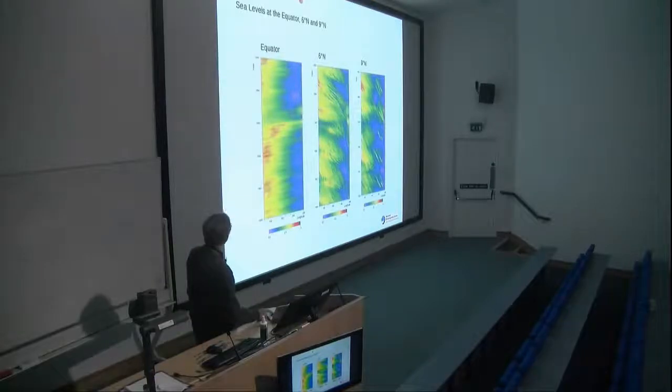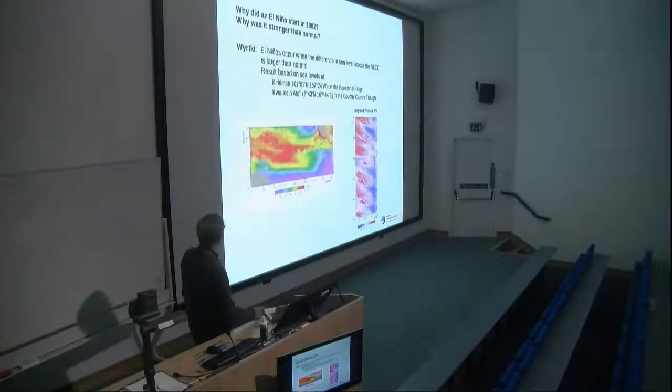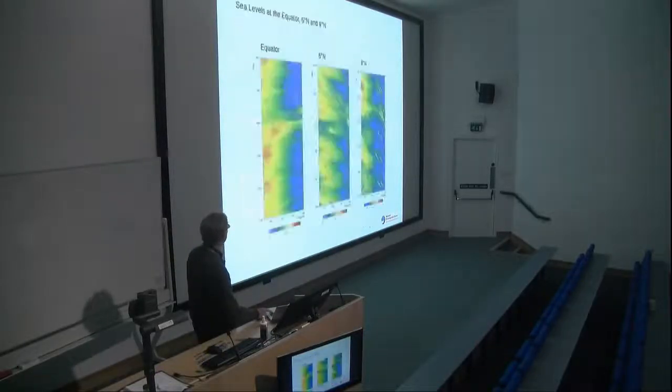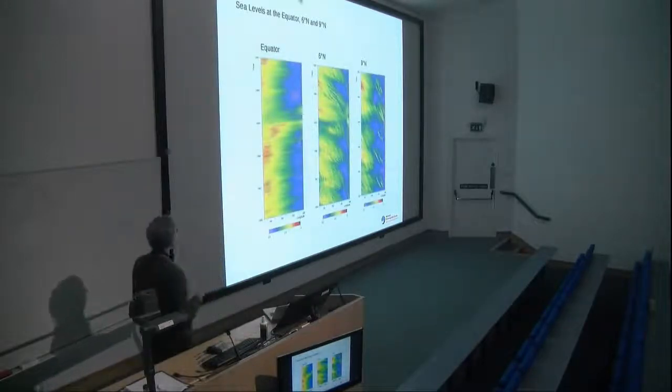What I do is look at plotted Hovmöller diagrams of sea level along the equator, sea level at 6 degrees north, which is sort of along the line of the NECC, and sea level at 9 degrees north, which is roughly in the center of the gyre, or the deepest part of the gyre. And these are the figures here.